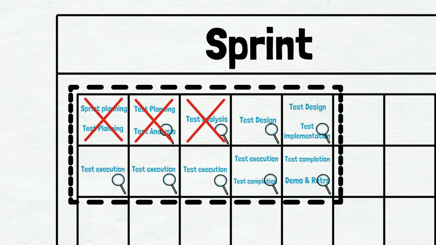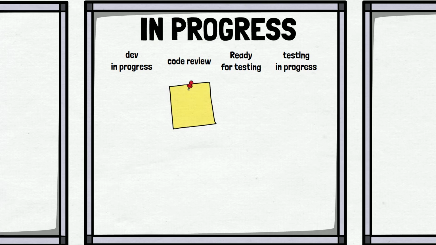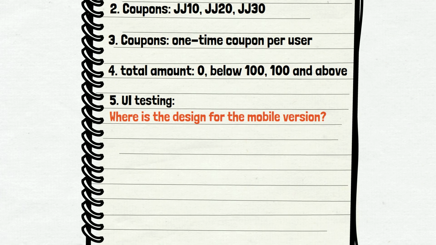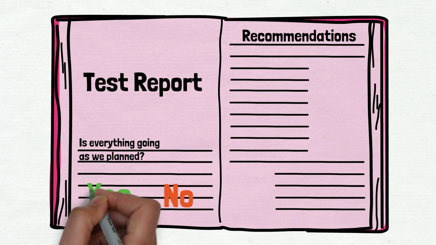And it is 3 days in total, so it is the time to check the board. And when we check it, we can see that the ticket is moved to the code review column. Looks like developers are close to finishing their work, and it is strange. That there are no designs for the mobile version of the website, so developers couldn't finish the coding, and this is an example of test monitoring activity. During that activity, we check if everything is going as we planned, and the current answer is yes.